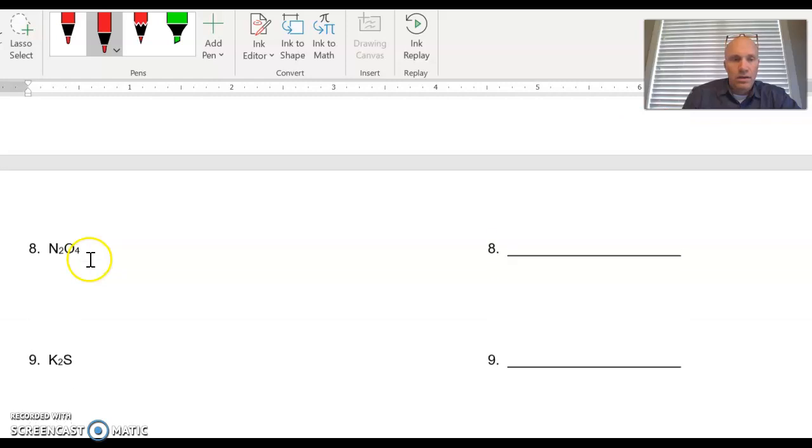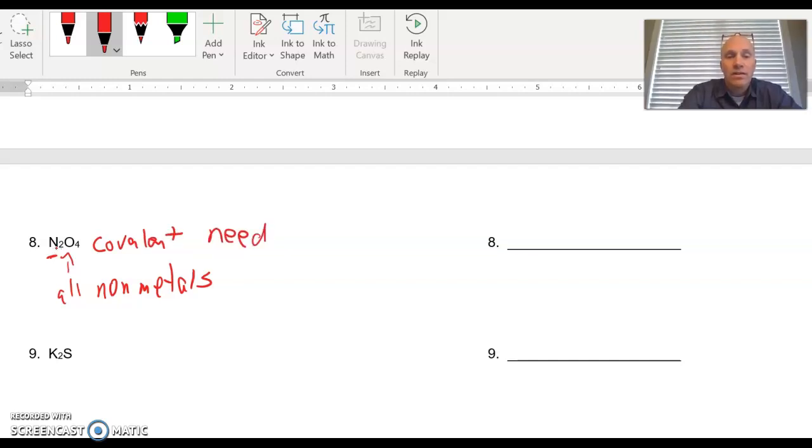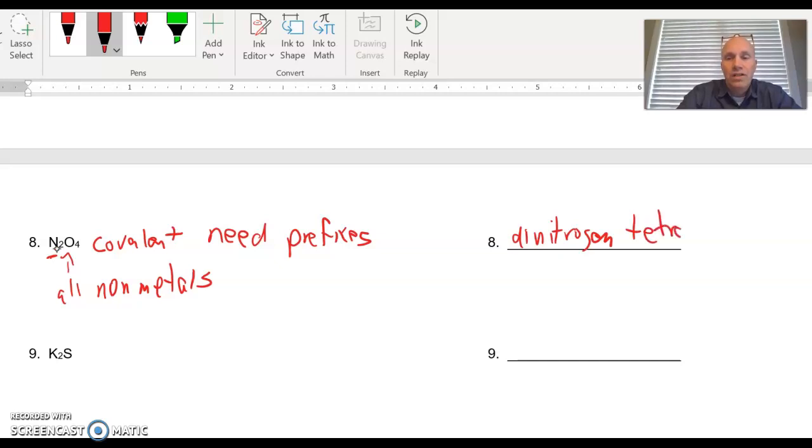And the last one is oxide. All right, this one right here, this is covalent, because these are all nonmetals. And the beginning is not ammonium. So remember, ammonium, that NH4, is the one way that you can have an ionic compound with all nonmetals. But since it's not that, it's covalent, which means we need prefixes. So therefore this is going to be dinitrogen tetroxide.